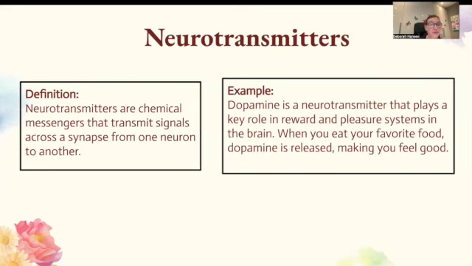Neurotransmitters. Neurotransmitters are chemical messengers that transmit signals across a synapse from one neuron to another. Dopamine is a neurotransmitter that plays a key role in reward and pleasure systems in the brain. When you eat your favorite food, dopamine is released, making you feel good.